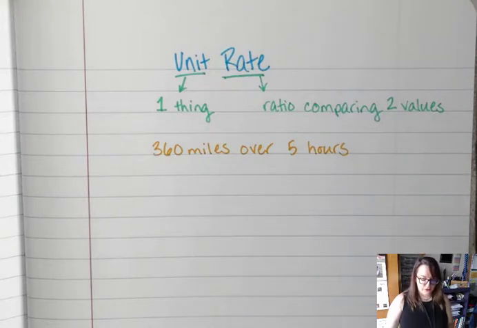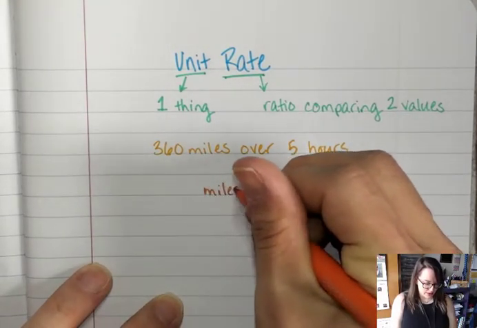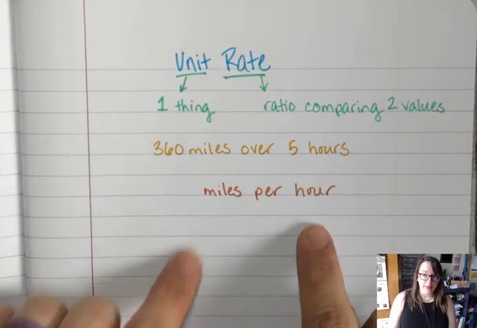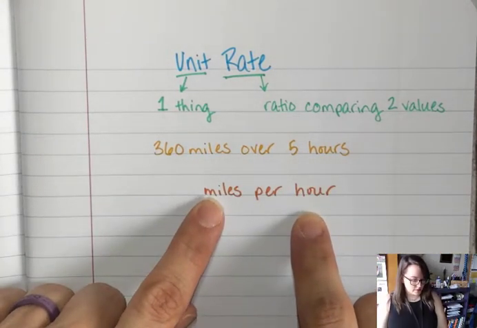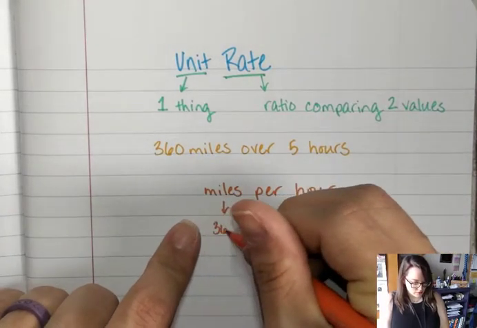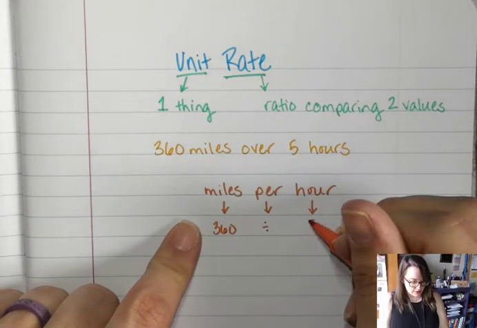So the key is to figure out what you're trying to figure out. So like miles per hour. For this one, I need to figure out miles per hour, and that tells me what order to divide in. So the miles is 360, per is divide, hour is 5.